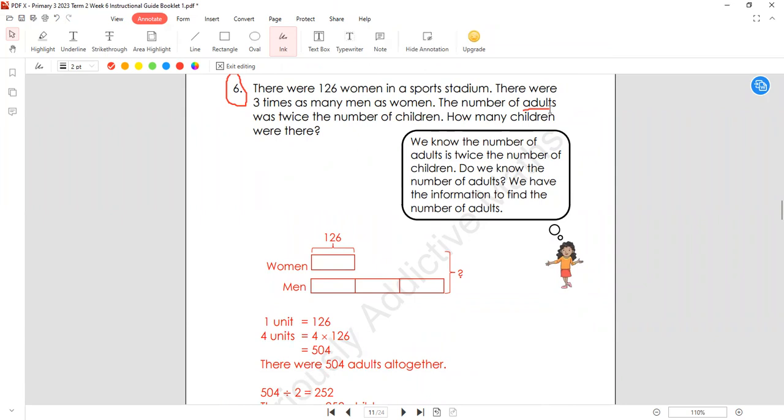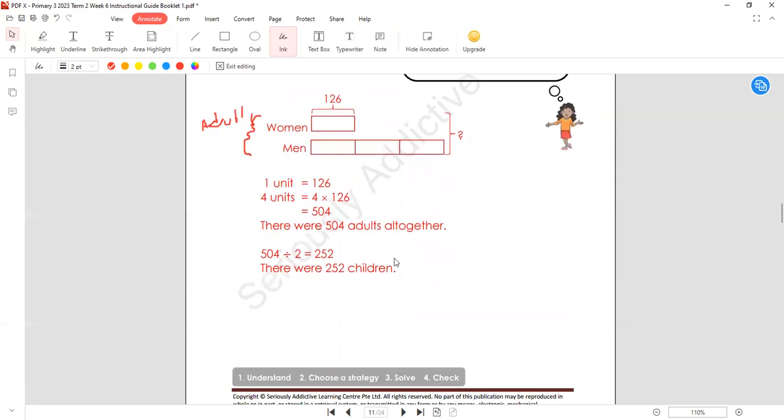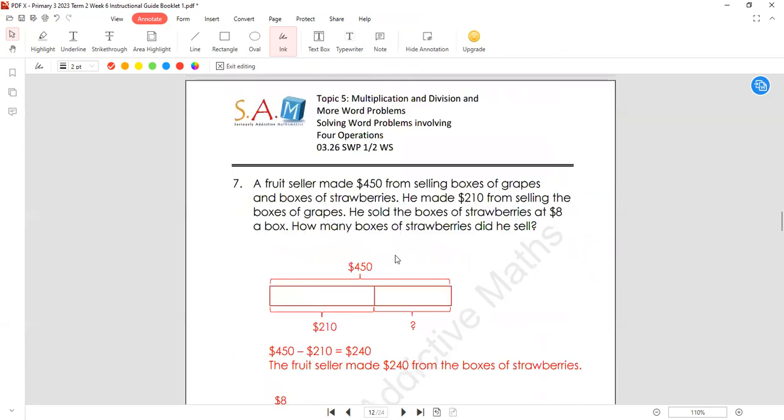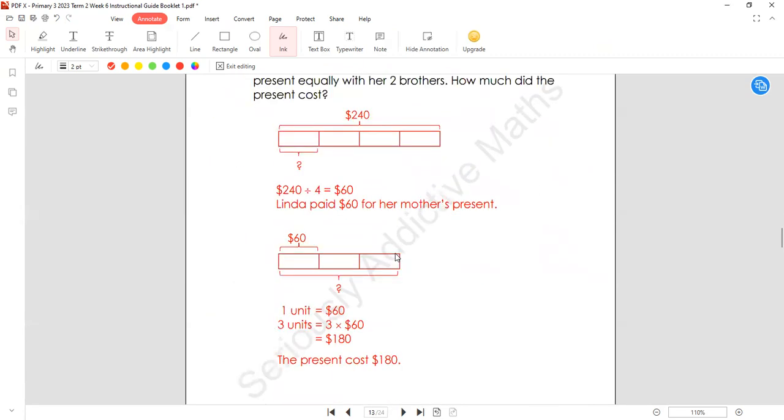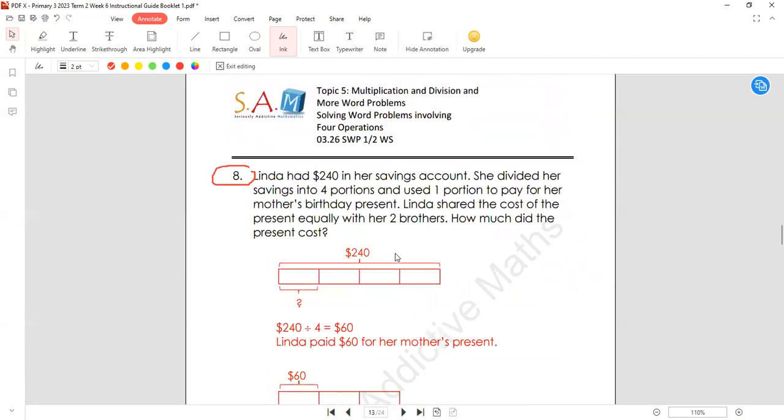And then the second one is the adults is twice the number of children. The question is how many children are there? So first step is to find out the number of men and women, which are the adults. So these are the adults. You might want to draw it out, get them to draw it out, so they understand that it refers to both men and women together. And then after that, divide by 2 because adults is twice.